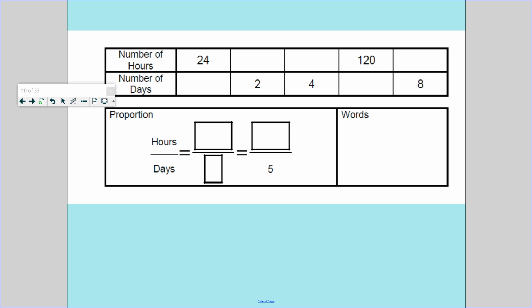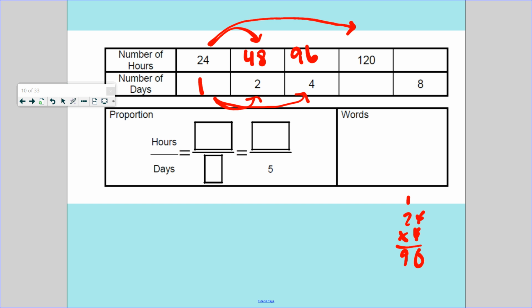So let's try another one. Could you fill out this chart? In 24 hours, how many days? I believe that's 1 day. In 2 days, how many hours would that be? Times 2, that'd be 48. From 1 day to 4 days, that's times 4. So 24 times 4 would be 96 hours. How do you build 24 hours to 120? I believe that's times 5. So the scale factor is times 5. From 1 day, times 5 is 5 days.